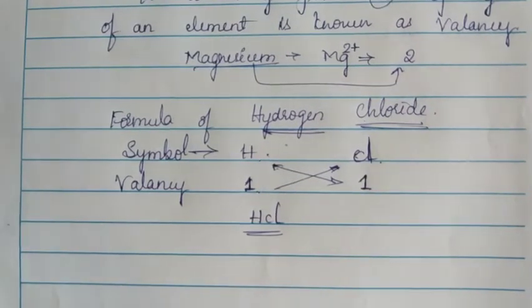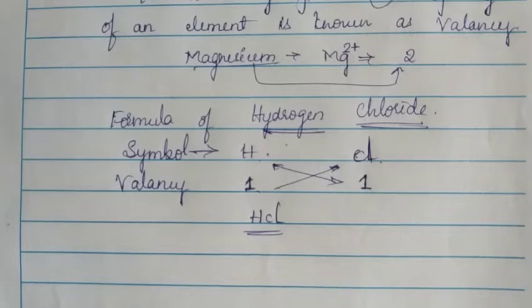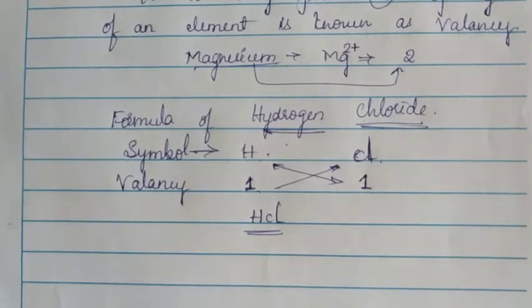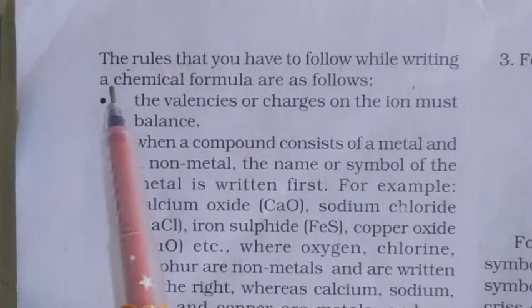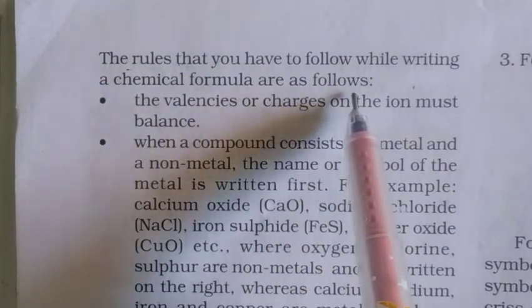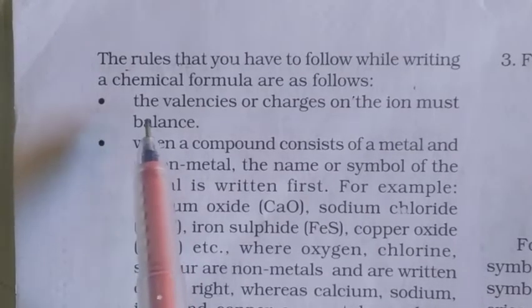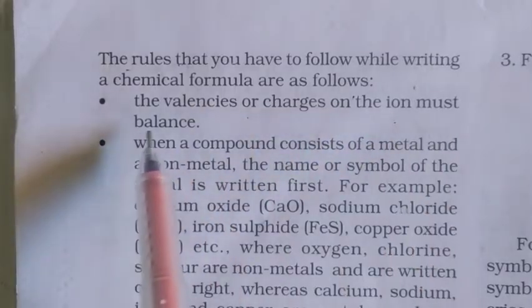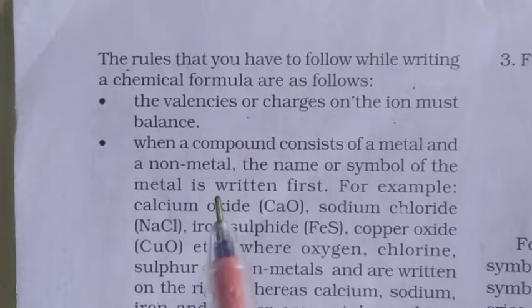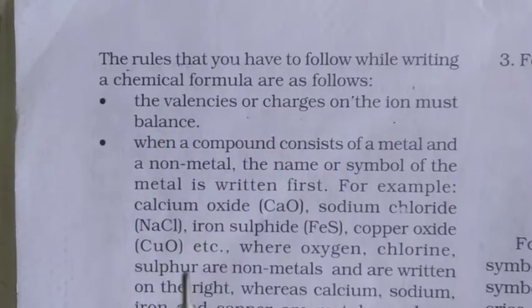Children, some rules are there to write the formula of a compound. Now let's see what rules we have to follow while writing the formula of a compound. The rules that you have to follow while writing a chemical formula are as follows. The first rule is that the valencies or charges on the ions must be balanced.